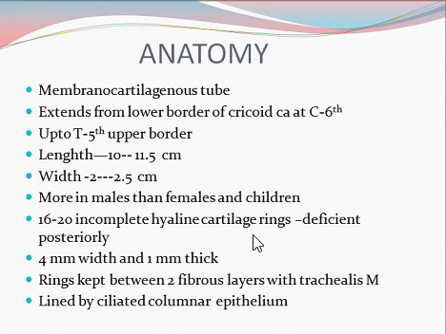The total trachea consists of 16 to 20 incomplete rings made up of hyaline cartilage. The ring is deficient posteriorly. Each ring is 4 mm wide and 1 mm thick. Rings are kept between two fibrous layers with the trachealis muscle in between. That means the rings are sandwiched between two fibrous layers and there is a trachealis muscle in between. It is lined by ciliated columnar epithelium.